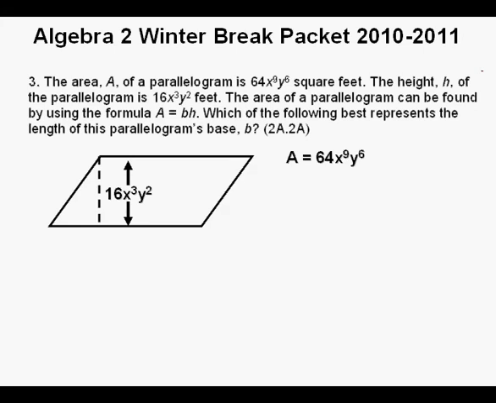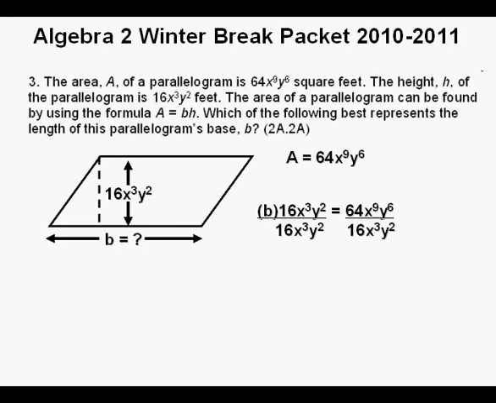We can start by labeling a parallelogram with its height. We don't know yet what B is, but we know that B times the height, 16x cubed y squared, equals the area of 64x to the 9th y to the 6th. To find the expression for B, we need to divide both sides of the equation by 16x cubed y squared. We have cancellation on the left side of the equation. The base equals the area divided by the height on the right side of the equation. I've done the hard part for you. We'll need you to finish the rest.